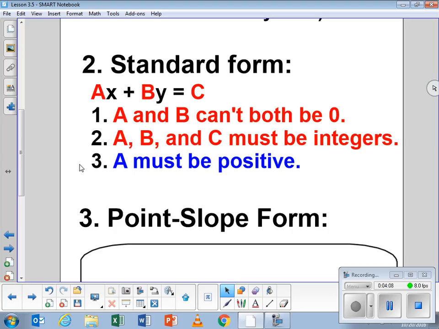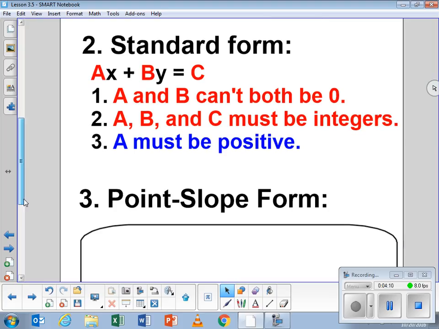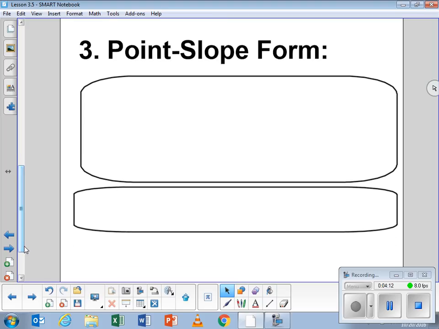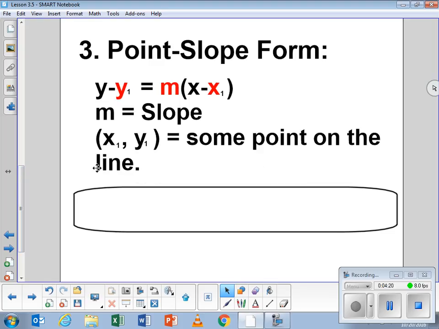All right. Okay. Point slope formula. A squared plus B squared equals C squared. No. Y minus y1 equals m times x minus x1. There you go. Forgot that part. Point slope. Copy down the point slope formula, please.